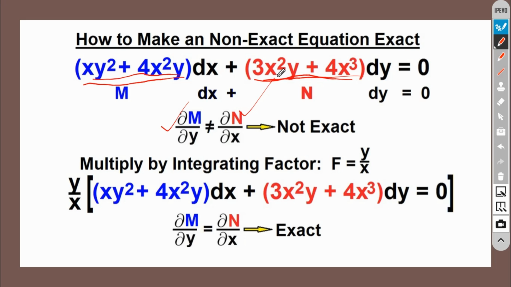I am just telling you, suppose the integrating factor is y over x, we will multiply by the integrating factor. After multiplying by the integrating factor, this differential equation will be exact, meaning the partial derivative of M with respect to y and the partial derivative of N with respect to x will be the same. So it means that this is exact. If this is exact, you know how to find the solution of exact differential equations as we discussed in the last lecture.